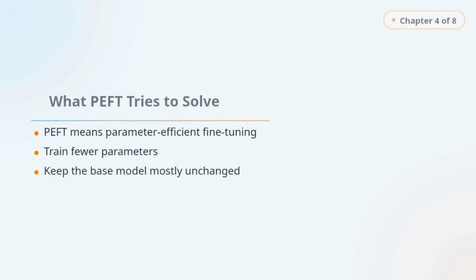Parameter-efficient fine-tuning, or PEFT, is a family of methods designed to reduce the cost of adapting large models. The main idea is simple. Instead of changing everything, train only a small number of additional parameters. This makes experimentation lighter, faster, and more practical, while still allowing the model to learn task-specific behavior.